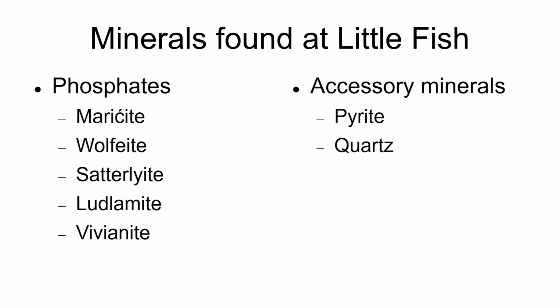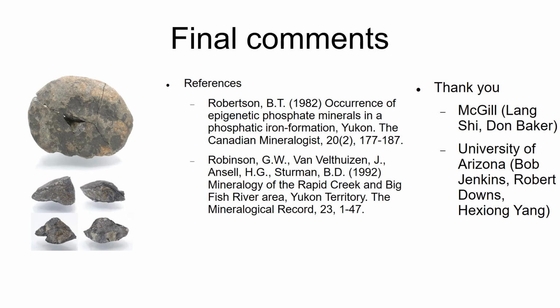So in summary, nothing very surprising, because all of these minerals have been found at Big Fish River, but also confirmed here from Little Fish River. The main phosphates are marićite, wolfeite, satterlyite, ludlamite, and vivianite, with accessory pyrite and quartz. Thank you to McGill University and University of Arizona for allowing me to use the Raman for this study.